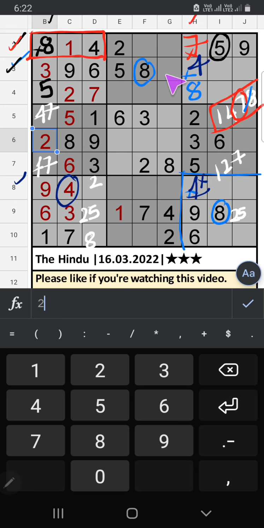3rd row, 3 numbers are remaining: 1, 2, 7. 3rd grid, we have 7. So 7 can't come in these cells. Then 7 is confirmed here. Then only 2 numbers are remaining, 1 and 2. They will come in the 2 cells. We will confirm later.